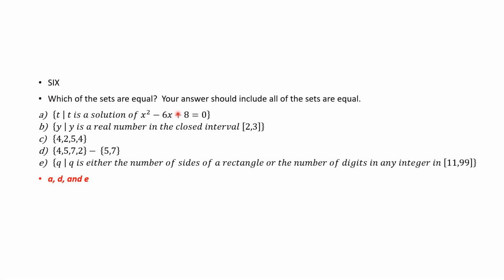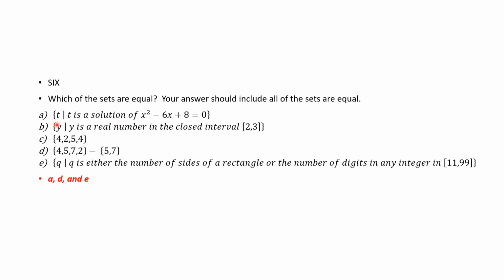Number 6, which of the sets are equal? Your answer should include all of the sets that are equal. So you see, it would have been possible for set A and E to be equal, and maybe C and D, and B wasn't equal to any of them. Basically there are 10 problems right here. Each one is worth 2 for getting it right. Okay, so let's talk about this.